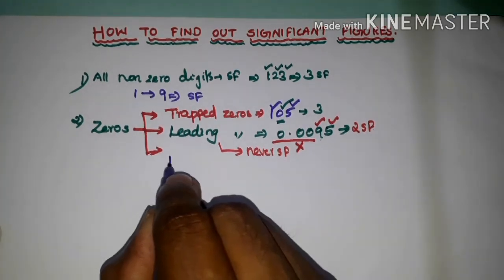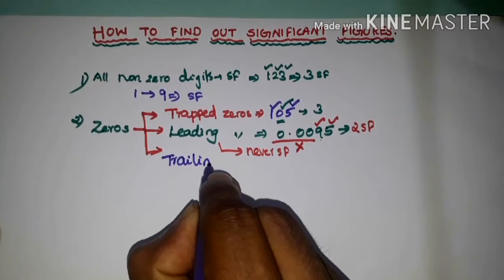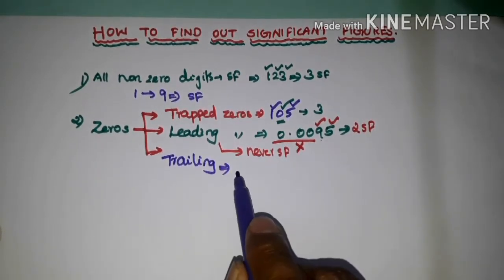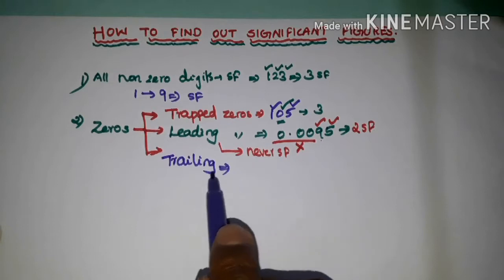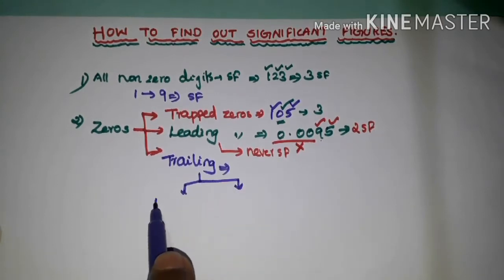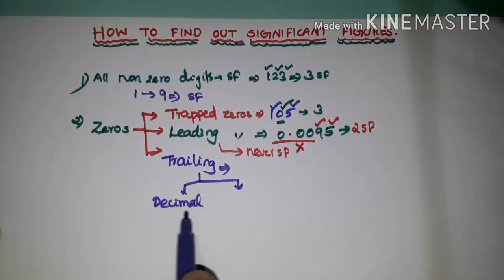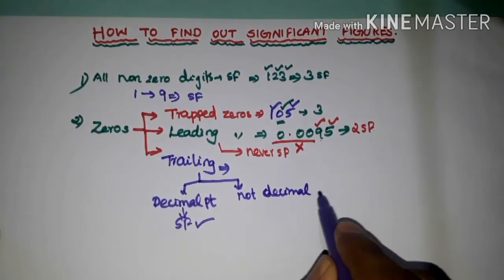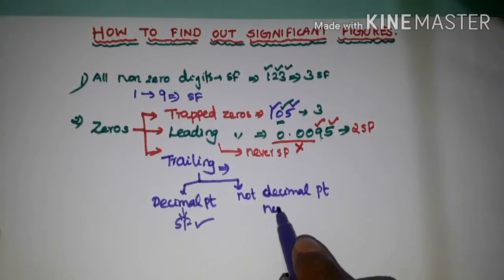Third one is trailing zeros. Trailing zero means zeros right to the non-zero digits. These are of two types. If a data contains a decimal point, trailing zeros are significant. If a data does not contain a decimal point, trailing zeros are never significant.